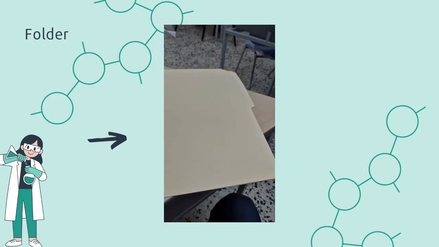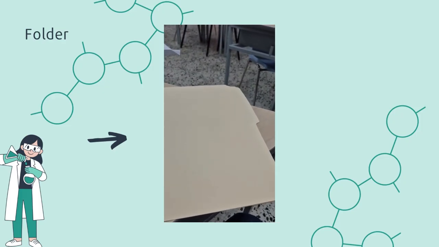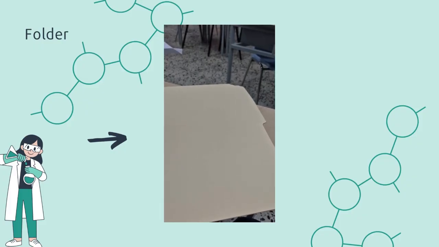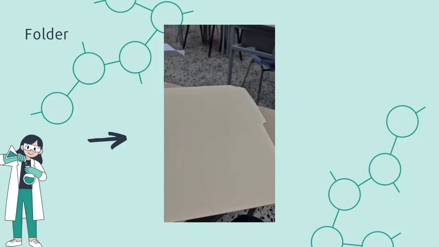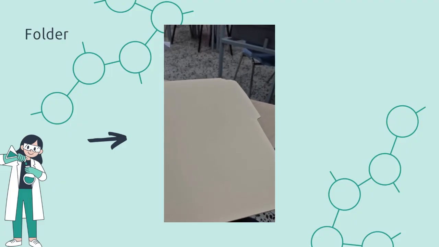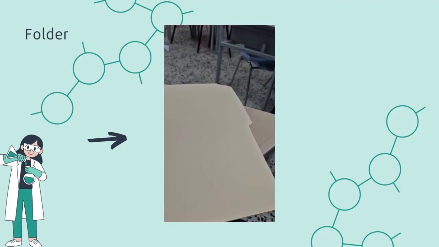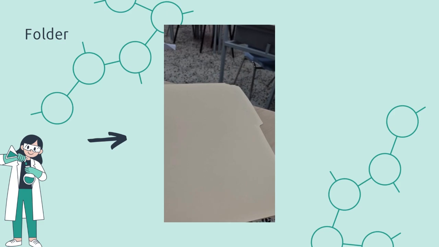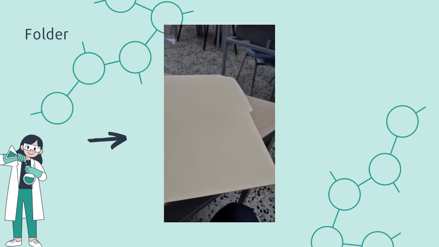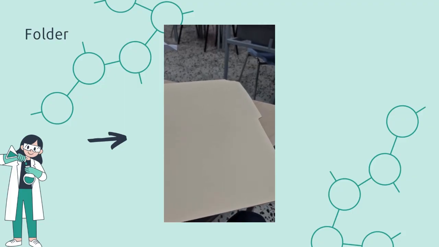Next, we have a common office item, a folder. Chemically, folders are usually made from either plastics or cardboard, so let's explore both. If it's a cardboard folder, the main component is cellulose, a polymer of glucose units linked by β-1,4 glycosidic bonds. Its many hydroxyl groups, OH, allow cellulose fibers to bond tightly, giving the folder strength and flexibility.